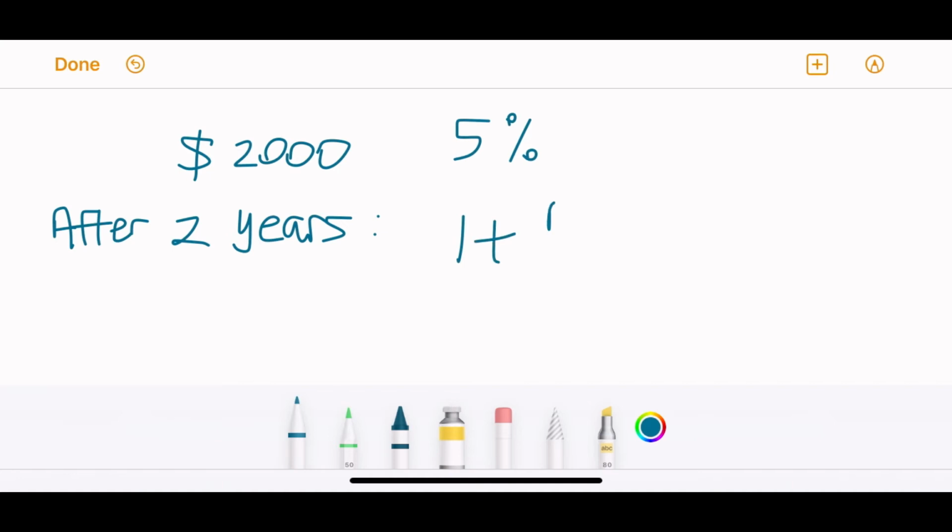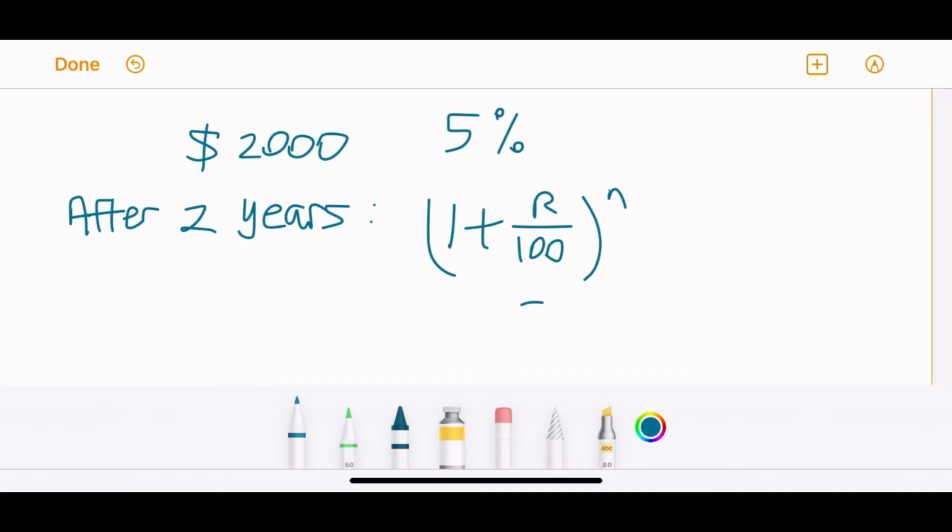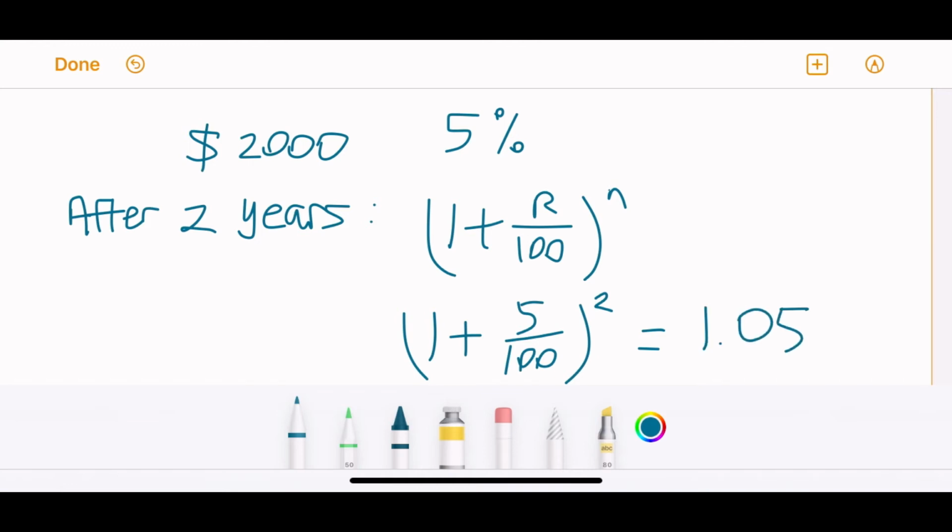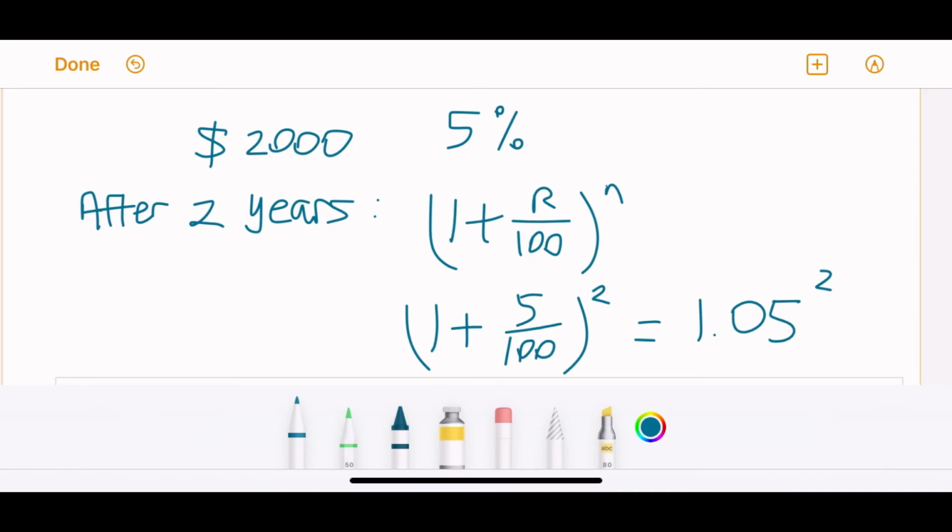So 1 plus r over 100 to the power of n. So r would be 5. So I would just do 5 over 100 plus 1. And n years is 2, so to the power of 2. 5 over 100, if you've realized, is 0.05, and that is exactly the same if you just convert 5% into a decimal. So 1 plus 0.05 is 1.05 and squared. And then we're going to multiply this by 2,000.